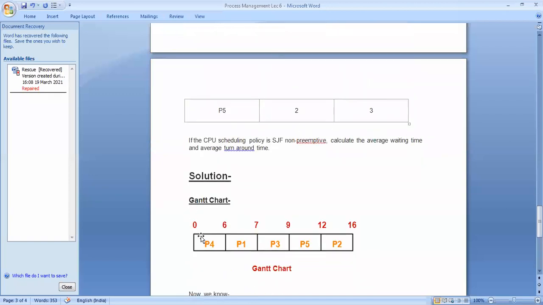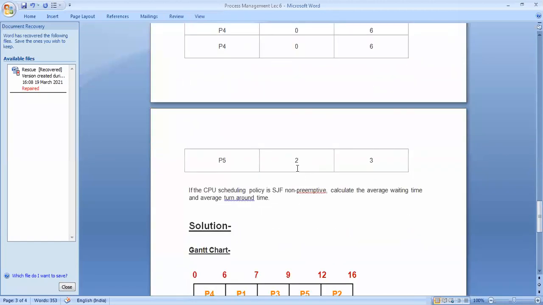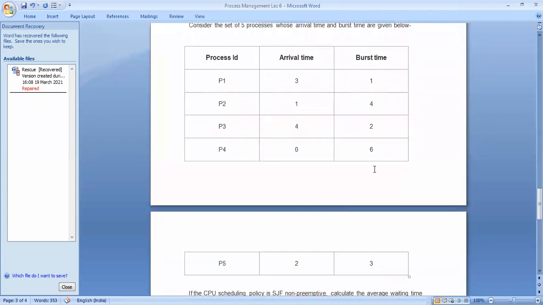So at zero, only one process is ready in the ready queue. So here no comparison is required to see which process has less burst time. Only one process is in the ready queue, so that's why the P4 process will execute first. P4 is complete, and its burst time is 6.